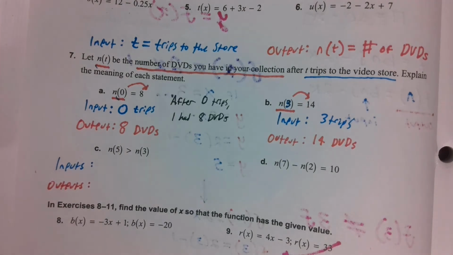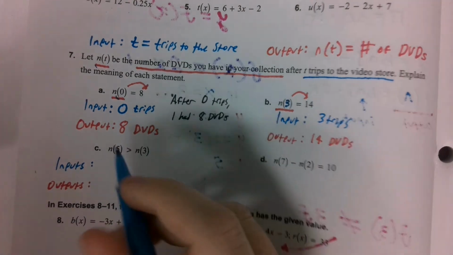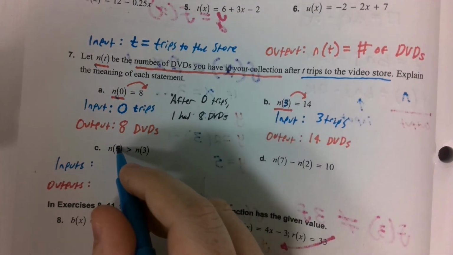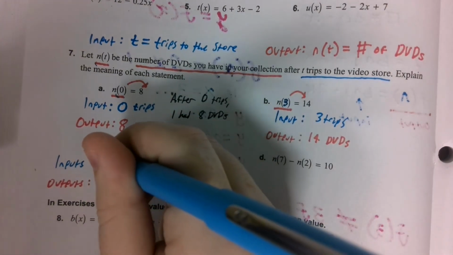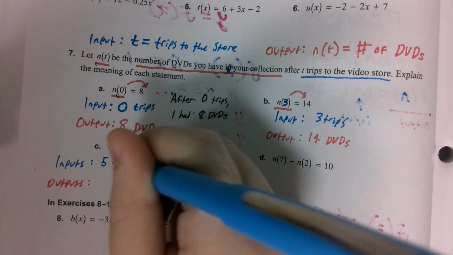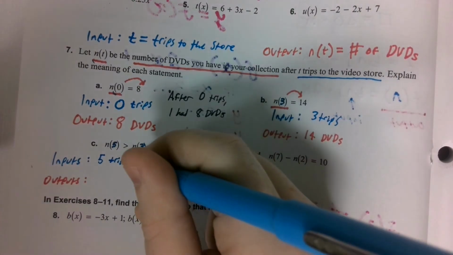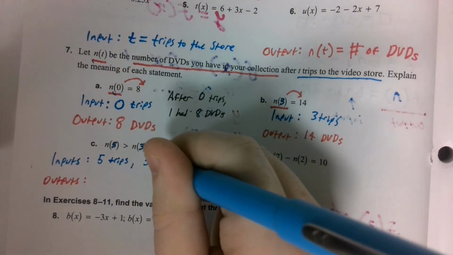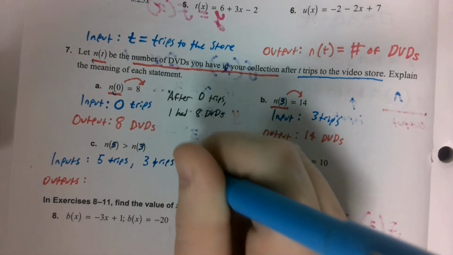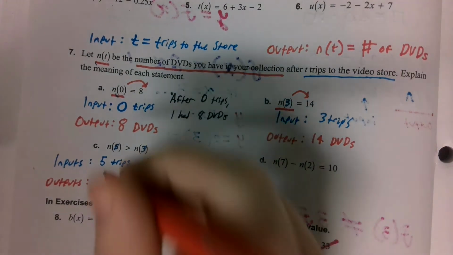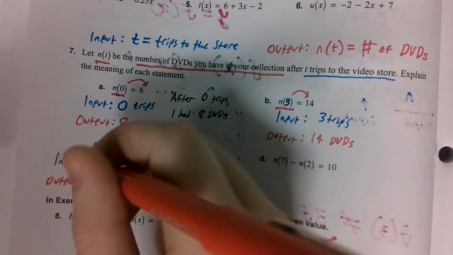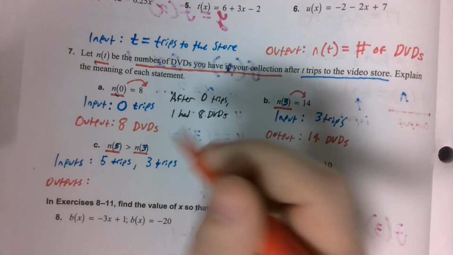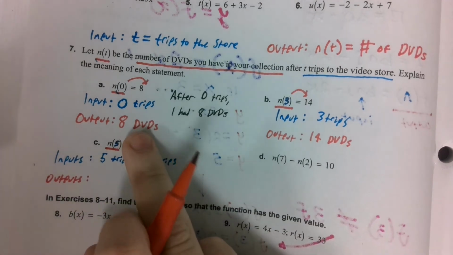Here, we don't have much to go off of. We have 2 inputs here, 5 and 3, that we're comparing. So we're saying our input is 5 trips, our other input is 3 trips. Since n of 5 is greater than n of 3, we have to interpret each of these individually.